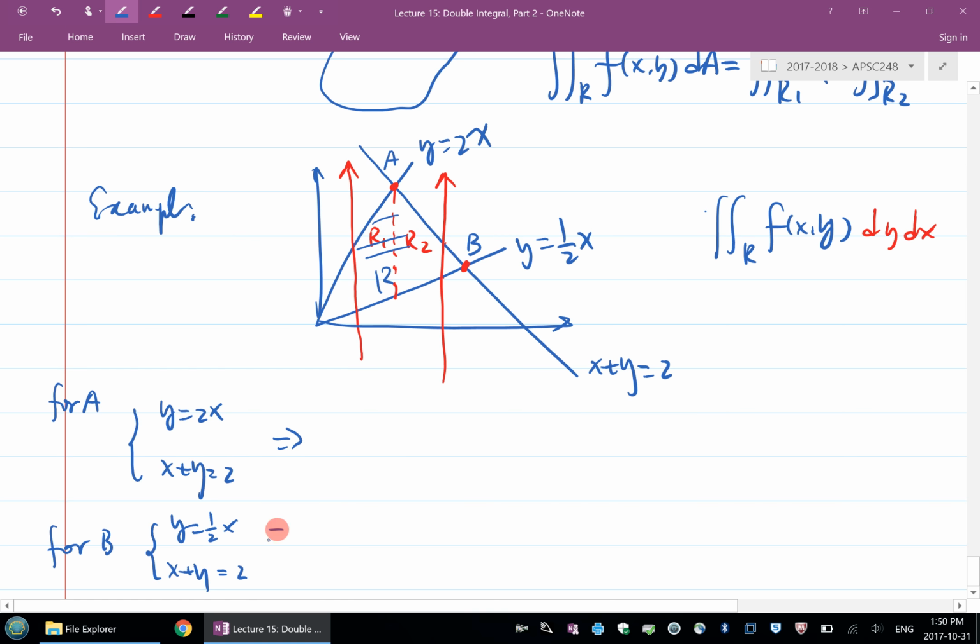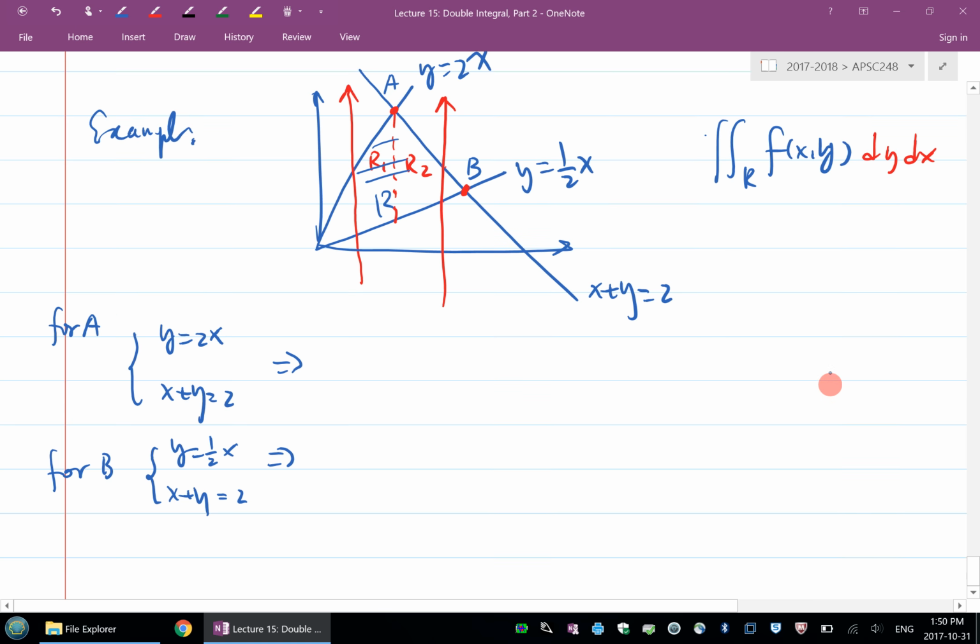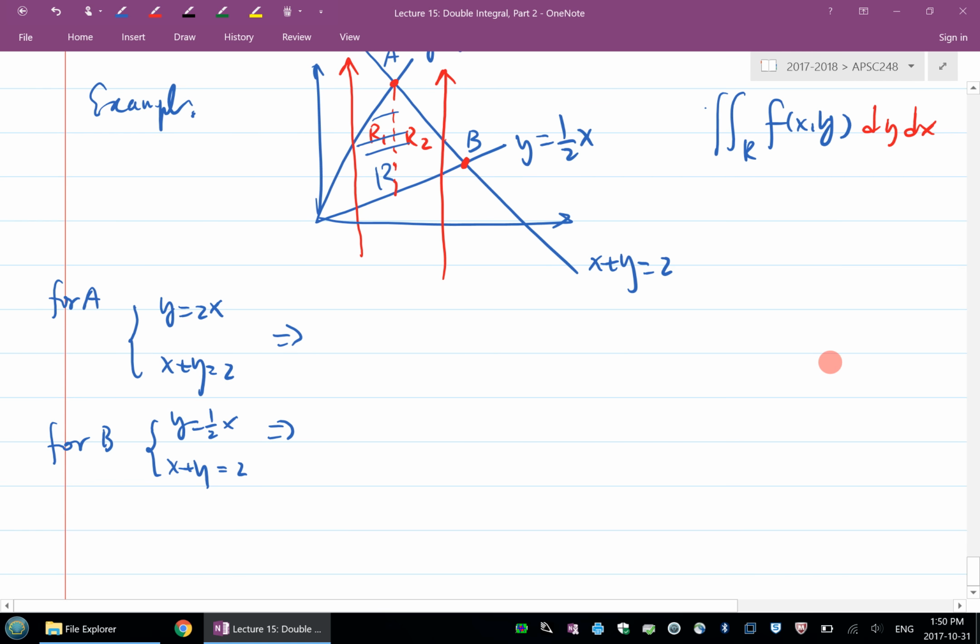So once you solve this, I don't have time anymore, but you know what? I'll finish this in the next lecture. I think it's quite a simple example.